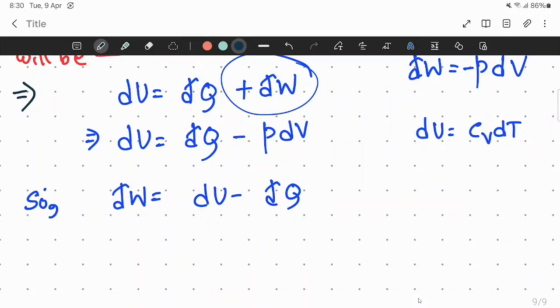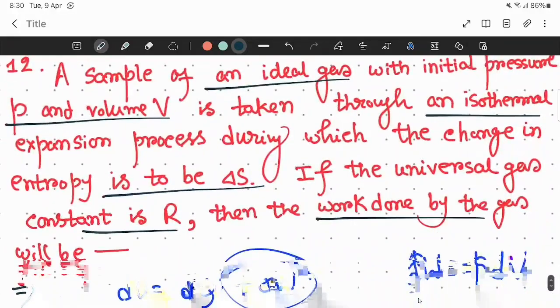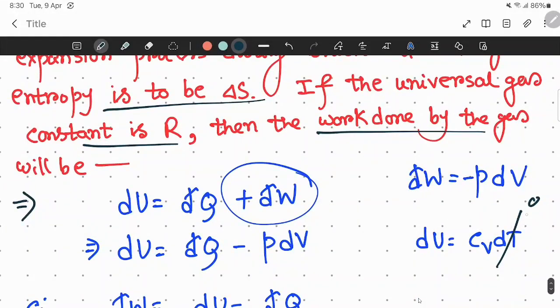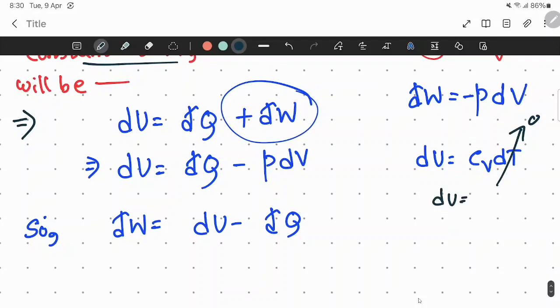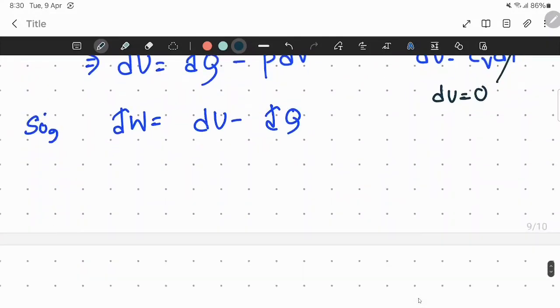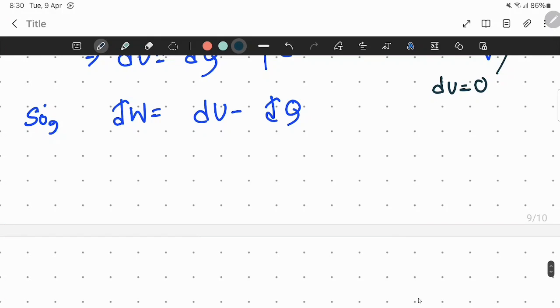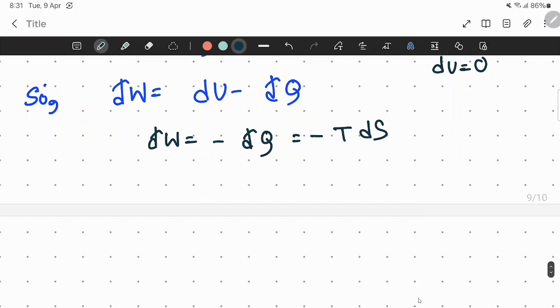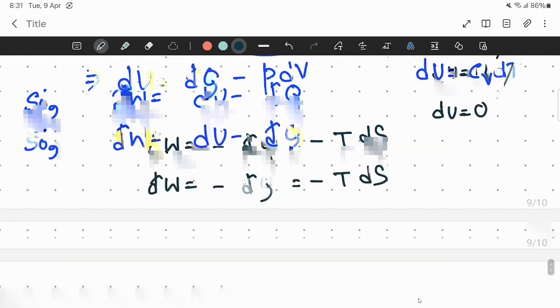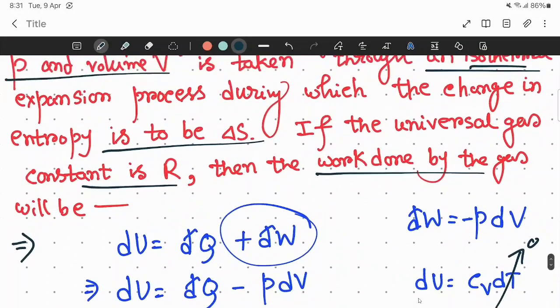So this is CvdT, and this is an isothermal process. So dT is 0. So dU is also 0. So you can write 0 equals to dU equals minus d cross Q plus work. So it is minus PdV. Now what we have to find out is the work done by the gas.